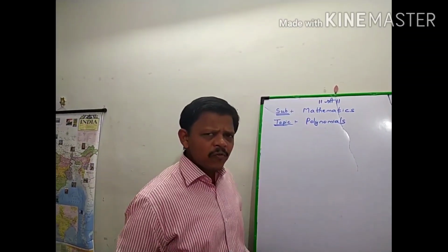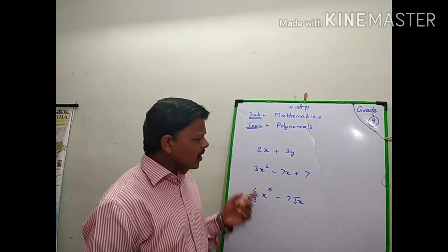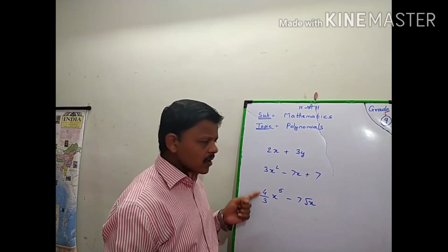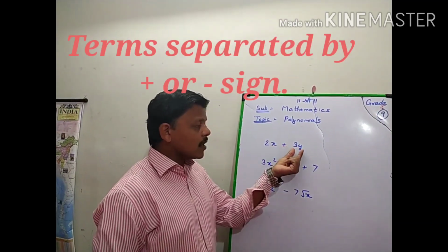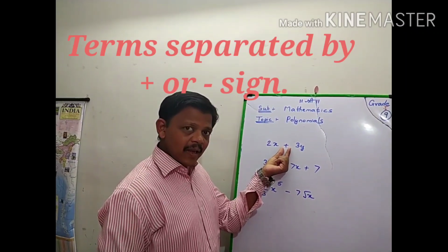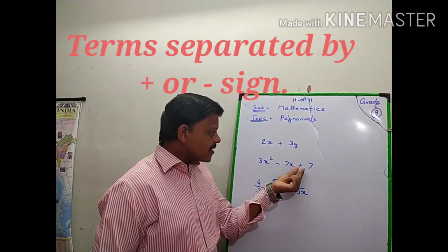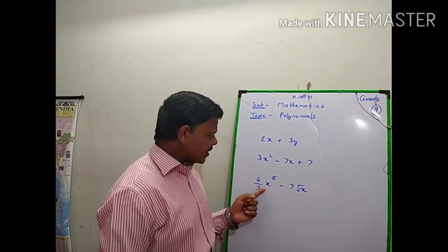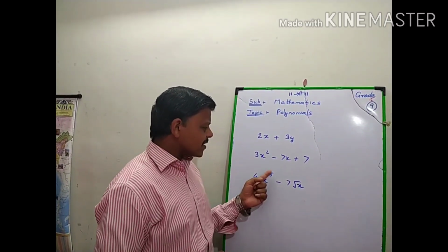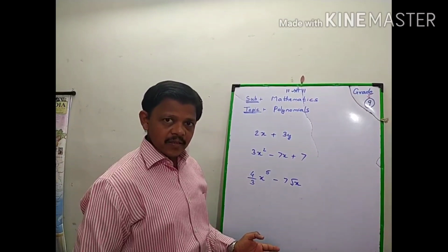Very quickly I'll write down a few examples of algebraic expressions that we have seen. So what you can see here on this board are a few expressions. 2x plus 3y, okay? It has terms separated by the addition sign. Or 3x square minus 7x plus 7, terms separated by plus and minus signs. Or something like this, a fractional coefficient, 4 upon 3 x raised to 5 minus 7 root x, all these.